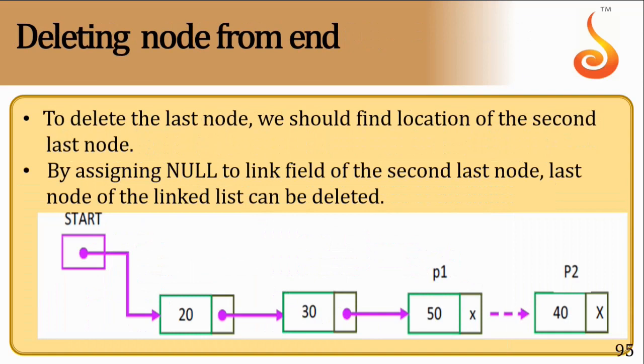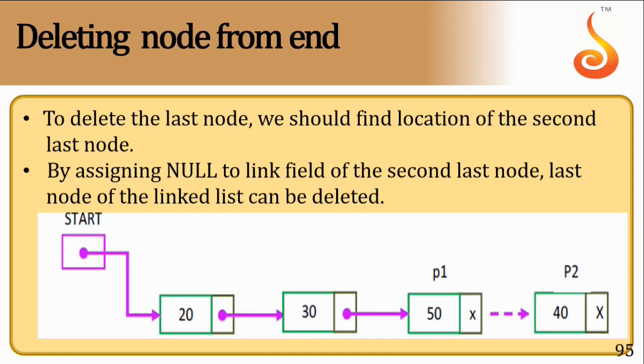To delete the last node, we should first find the location of the last node. Yes, because I should know which is the last node. The first is very easy, I don't need any traversal. Whichever the head or the start is pointing to is the first node. But then I'm not sure how many nodes are there, and I need to traverse the linked list from the starting to the last, and then only I can do it.